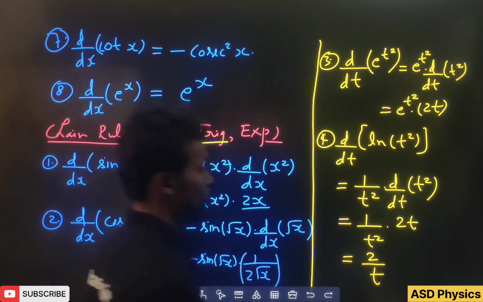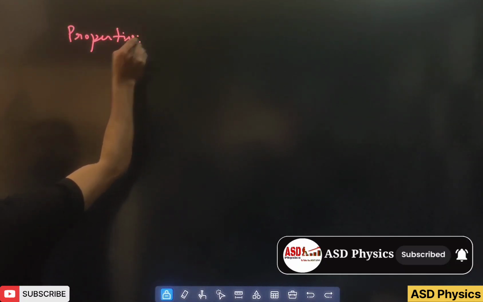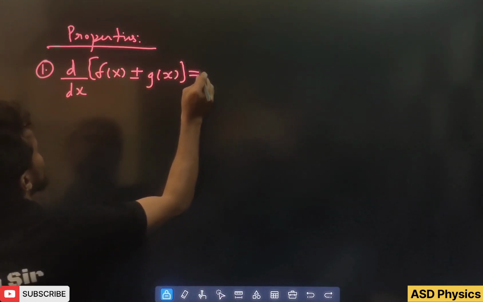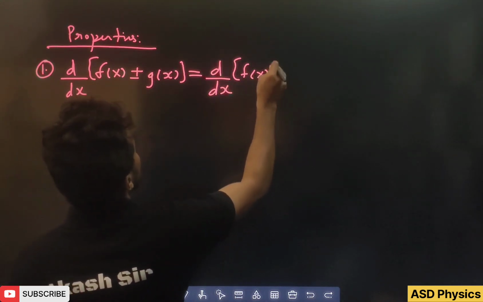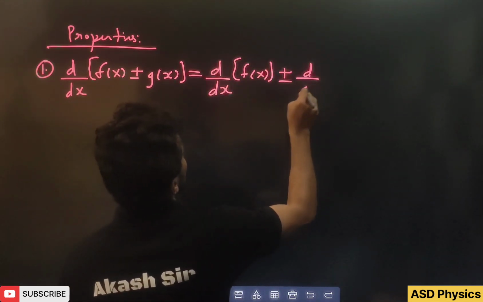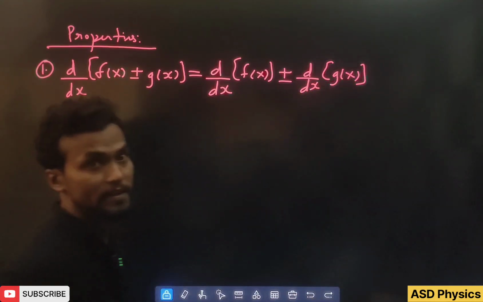Very, very important. Now after that, some other basic properties of differentiation. The first one: if two functions are in addition or subtraction, f(x) plus or minus g(x), we can separate it very easily: d by dx of f(x) plus or minus d by dx of g(x). Remember that.